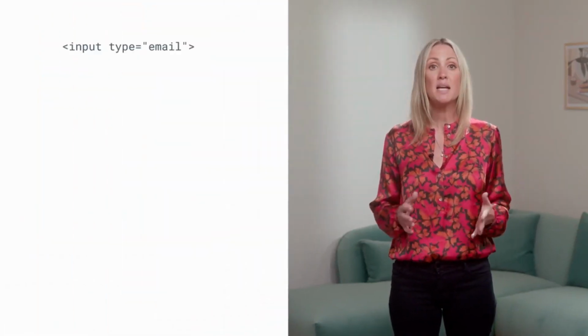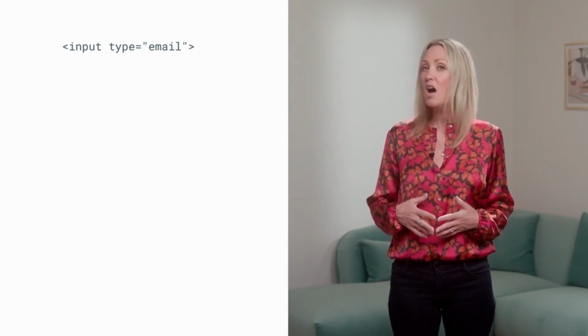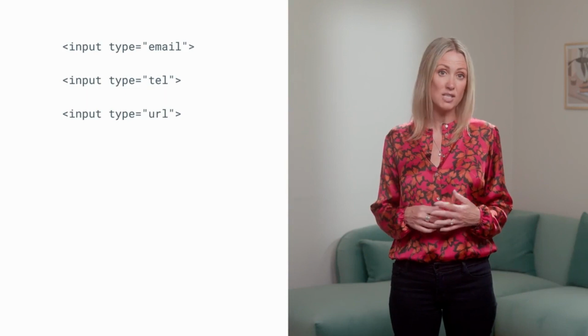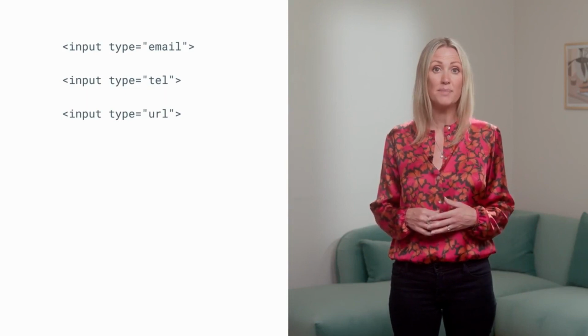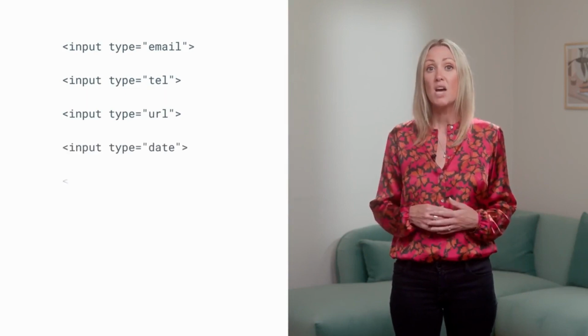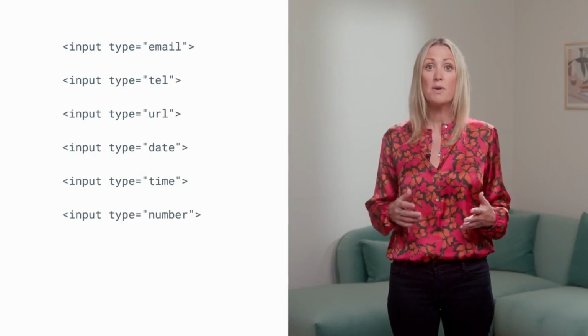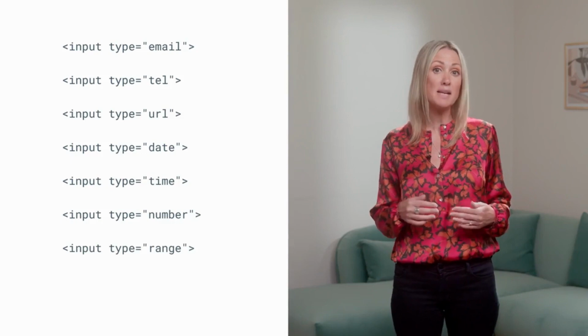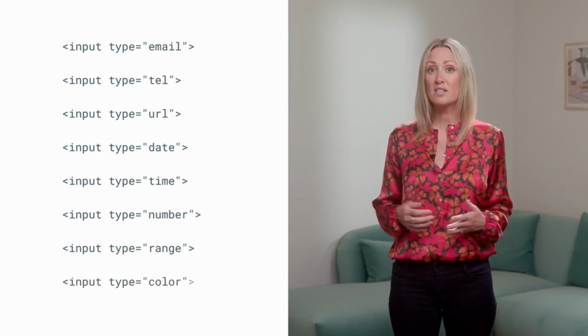Let's examine how HTML allows you to do simple client-side validation. HTML has several input types that are validated by the web browser. As demonstrated in the example, email is used for email addresses. Others include tel for telephone numbers, URL for URLs such as www.meta.com, date for date values, time for time values, number for numeric values, range for numeric values which have a minimum and maximum value, and color for color selection.